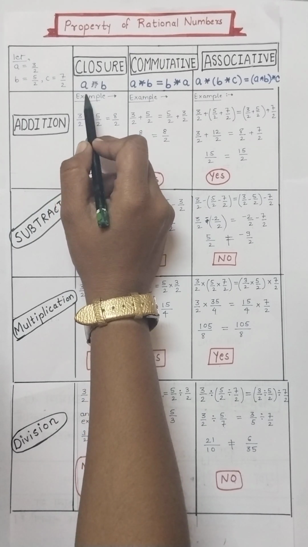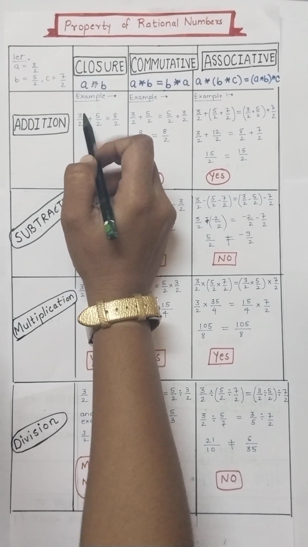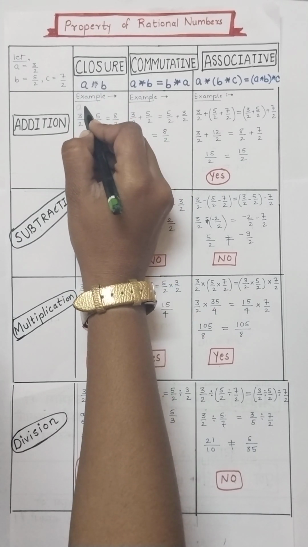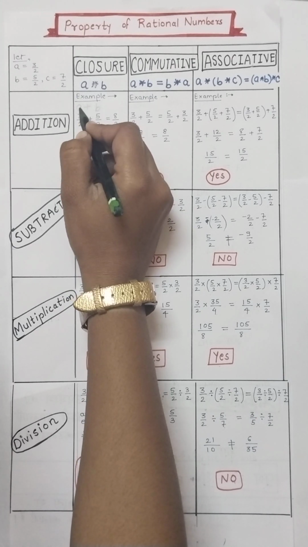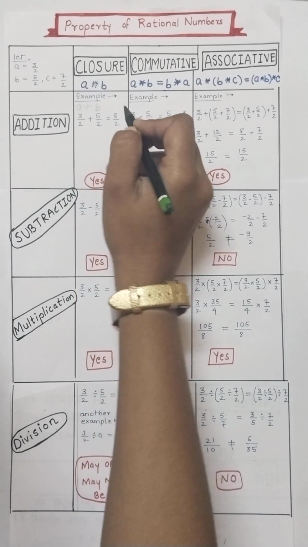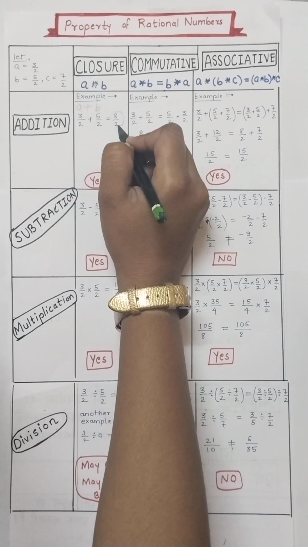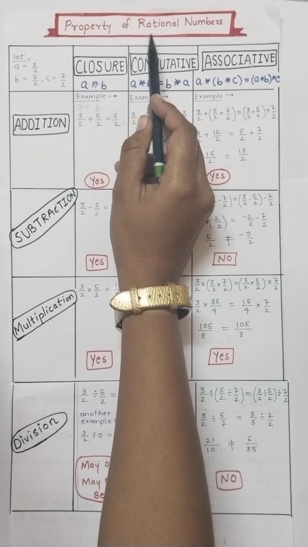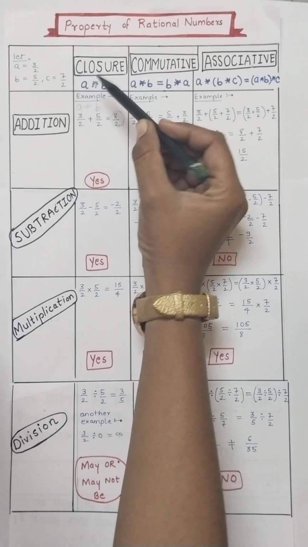First we will see for addition. When we add two numbers, that is a plus b. When we add these two, a and b, value of a is 3 by 2 plus value of b is 5 by 2. Our answer is 8 by 2, which is also a rational number. So we can say that yes, rational numbers follow closure property for addition.